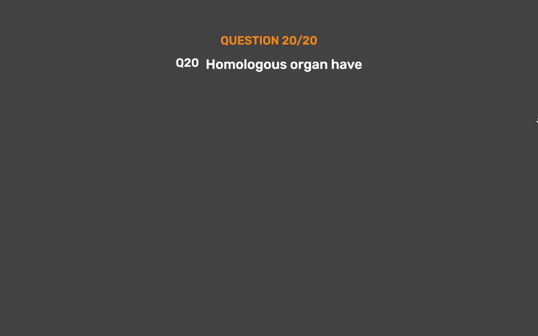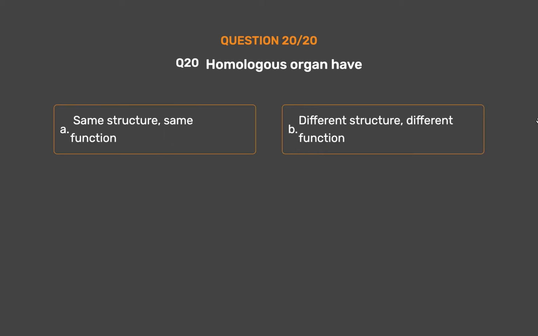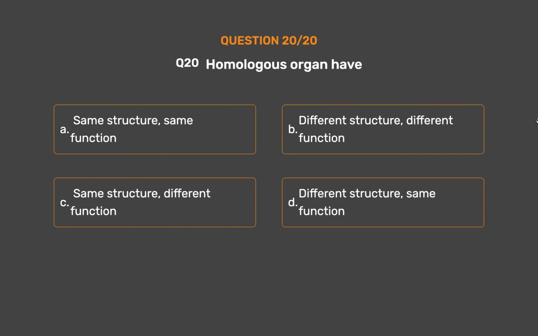Question number 20. Homologous organ have option A. Same structure, same function. Option B. Different structure, different function. Option C. Same structure, different function. Option D. Different structure, same function.